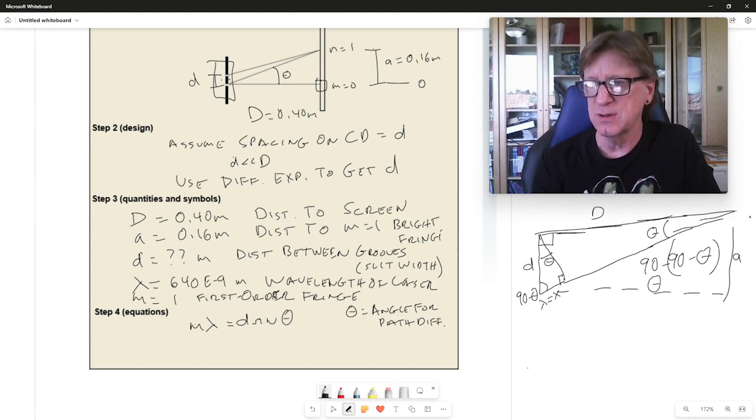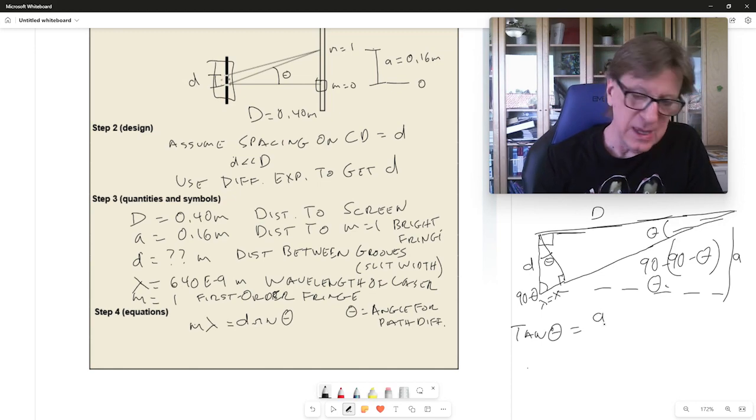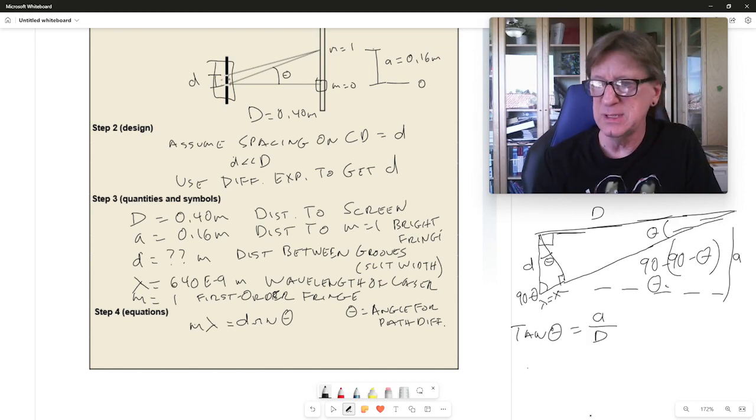This is the little triangle. This is my big triangle here. I don't want to draw it in two different scales. So now I know that the tangent of theta must be equal to my opposite over my adjacent. And so that's going to be A over capital D.